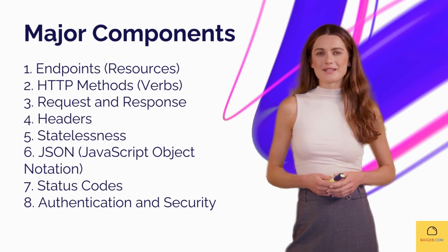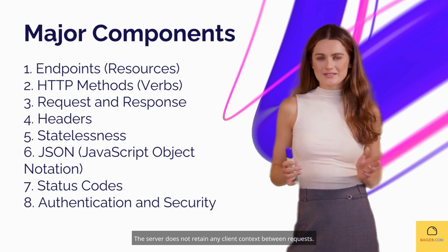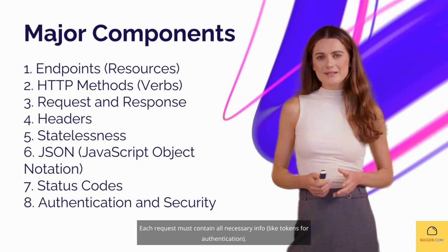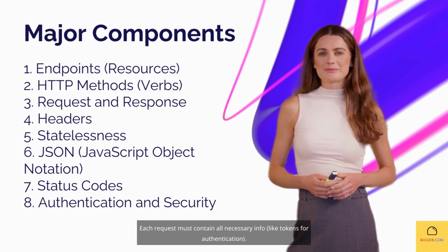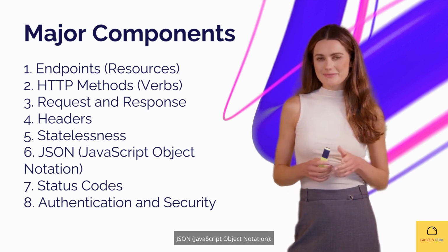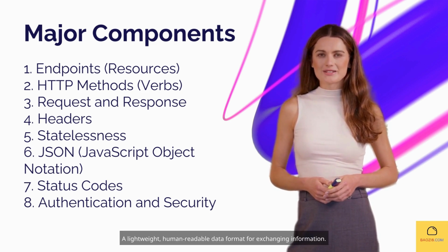Authorization provides authentication info. 5. Statelessness. The server does not retain any client context between requests. Each request must contain all necessary info, like tokens for authentication. 6. JSON, JavaScript Object Notation. A lightweight, human-readable data format for exchanging information.